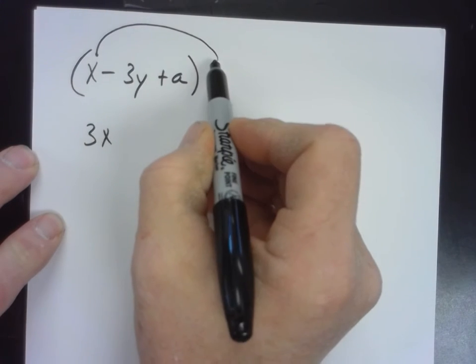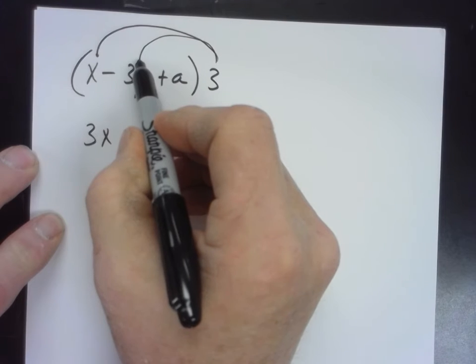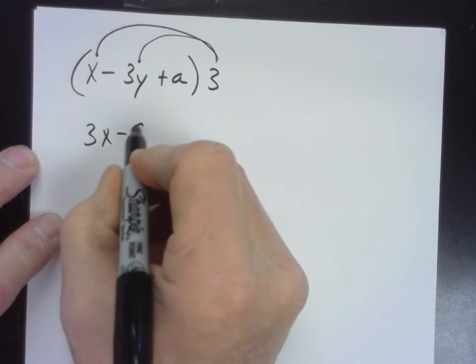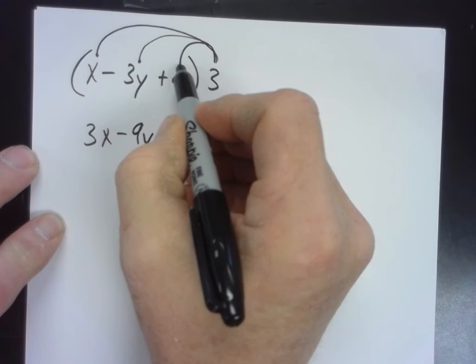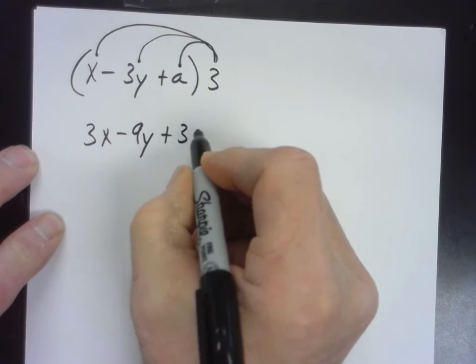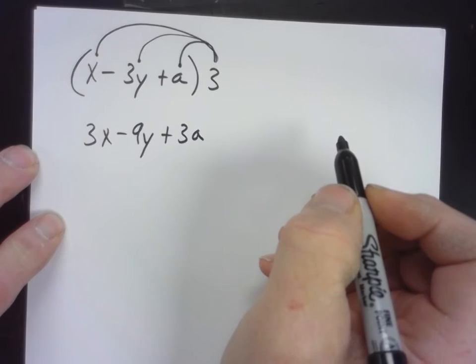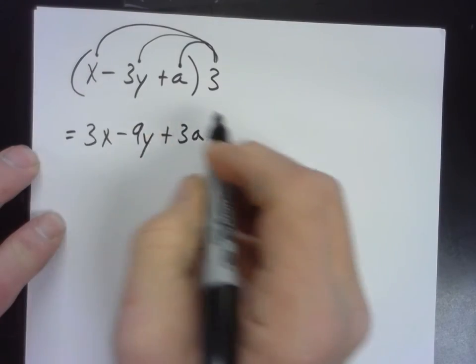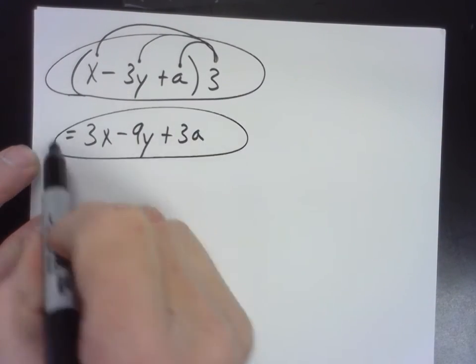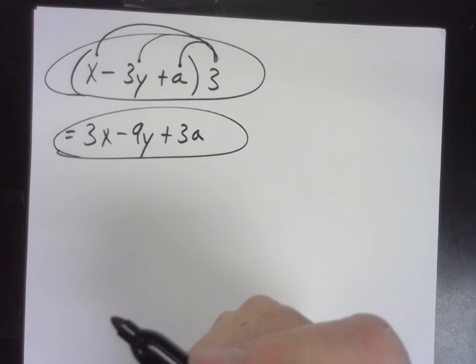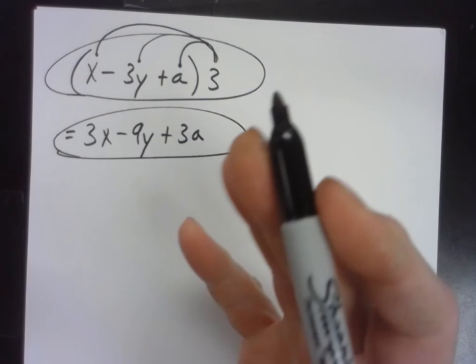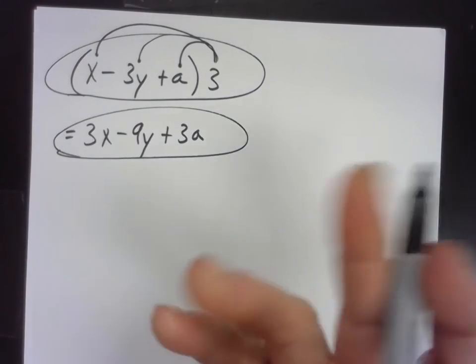You're still going to go 3 times what? Negative 9y. Okay, so that is negative 9y. And we're still going to go 3 times 1a, which would be 3a. So these mean the same thing. And we really are simplifying it. Getting rid of the parentheses is simplifying it. It's making it simpler. That's your job.